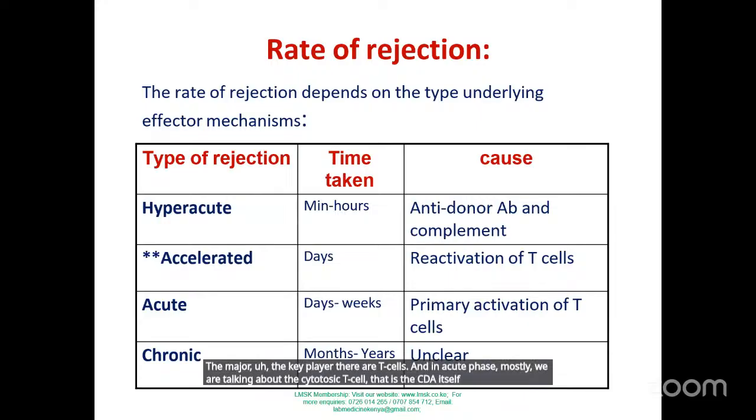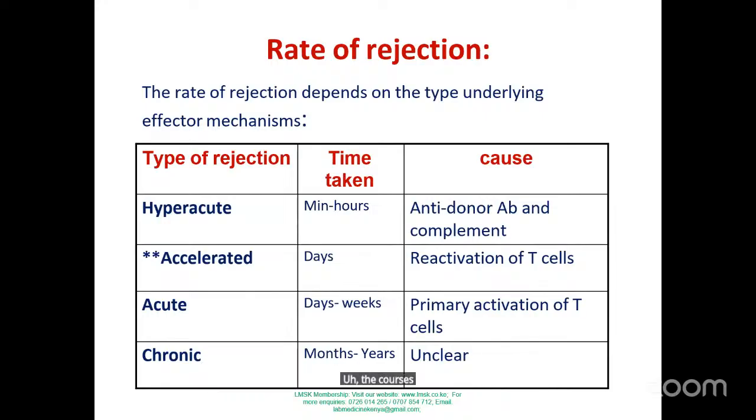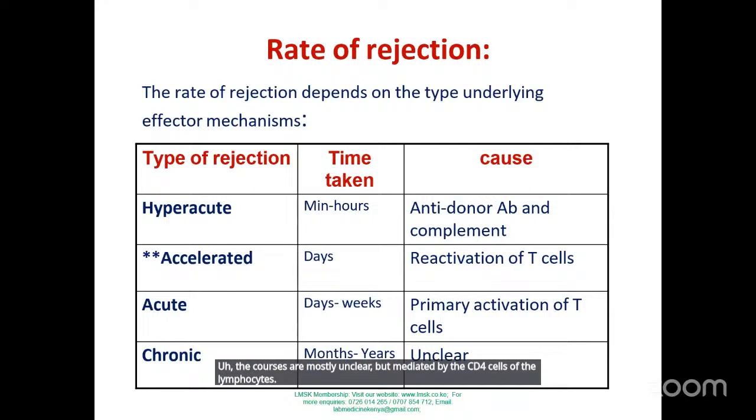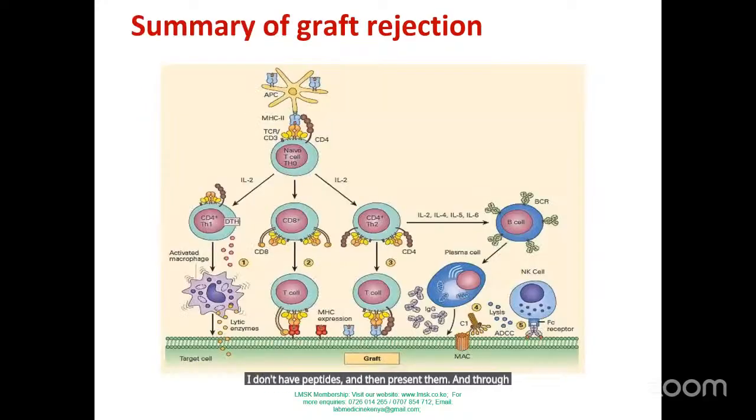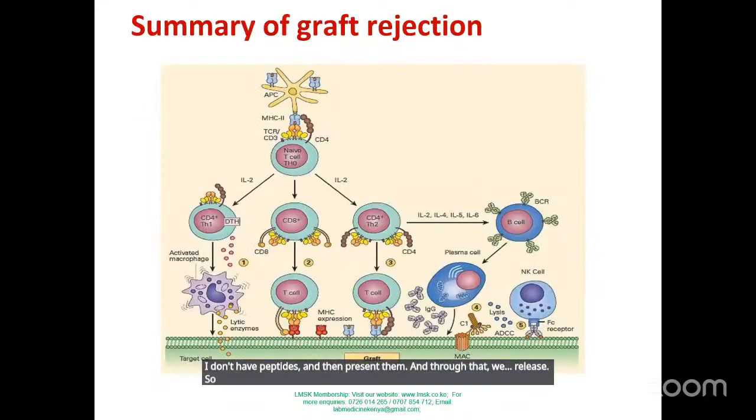In the chronic phase, months to years. The cause is mostly unclear, but mediated by the CD4 cells of the lymphocytes. Of course, CD4 cells, and of course, again, the antigen-presenting cells of the recipients. They have to process the donor peptides and then present them, and through that we release. So the picture here is just a summary of graft rejection and what happens during graft rejection.